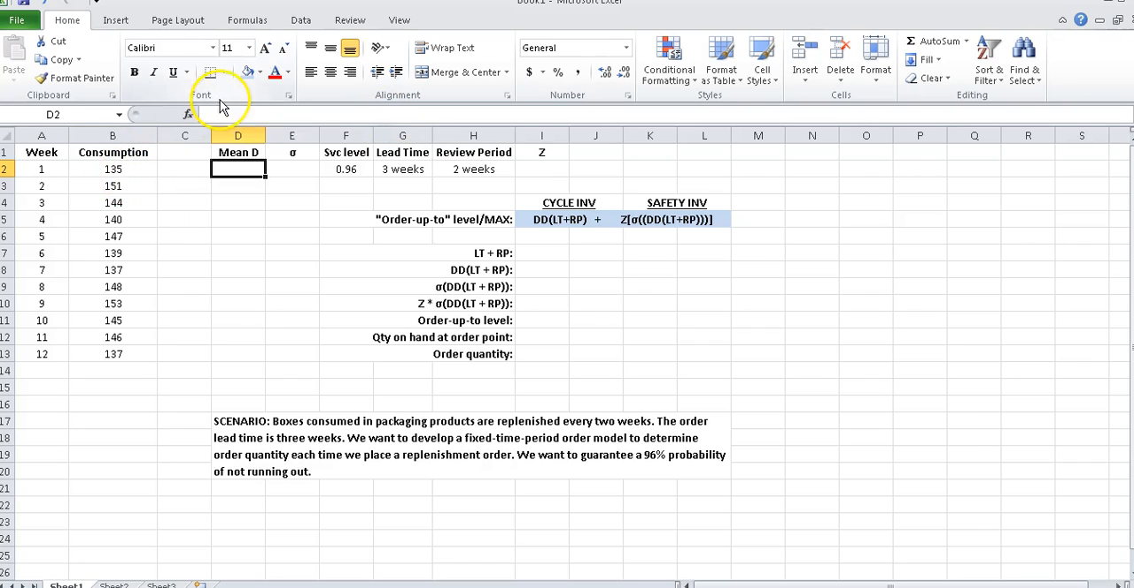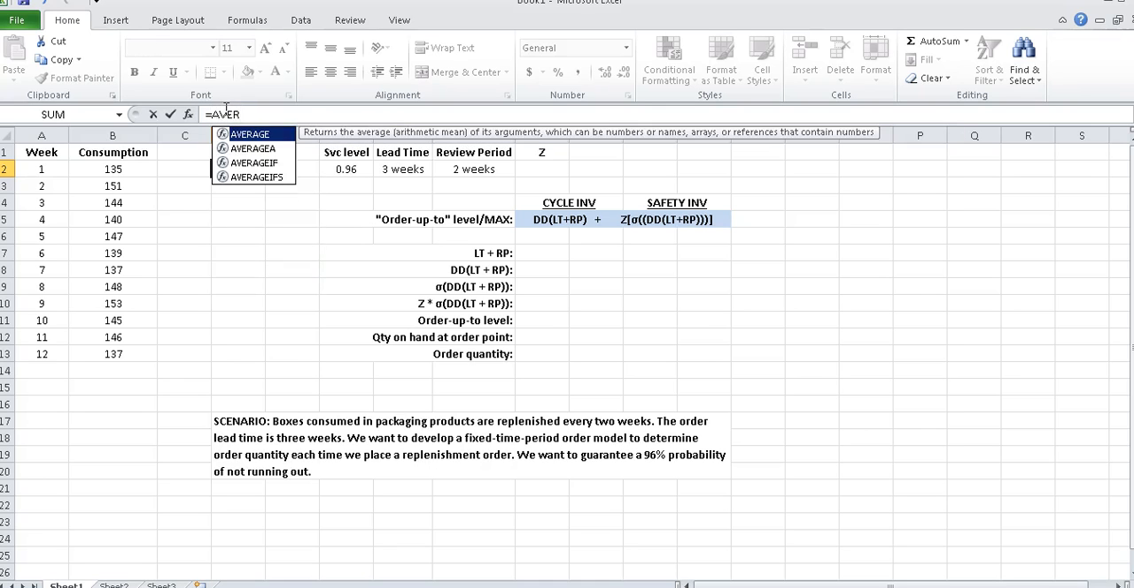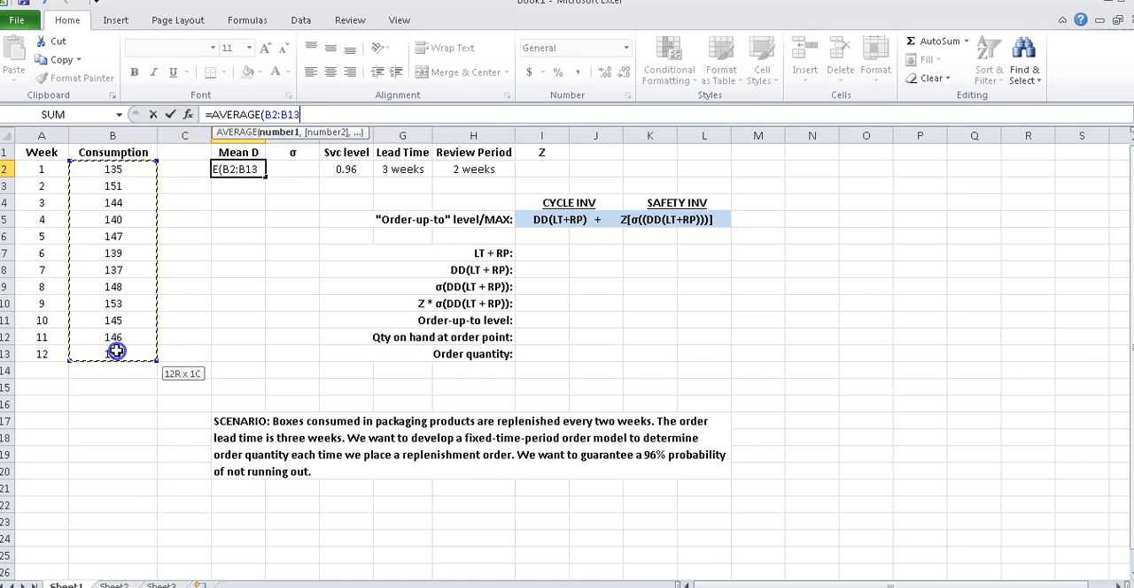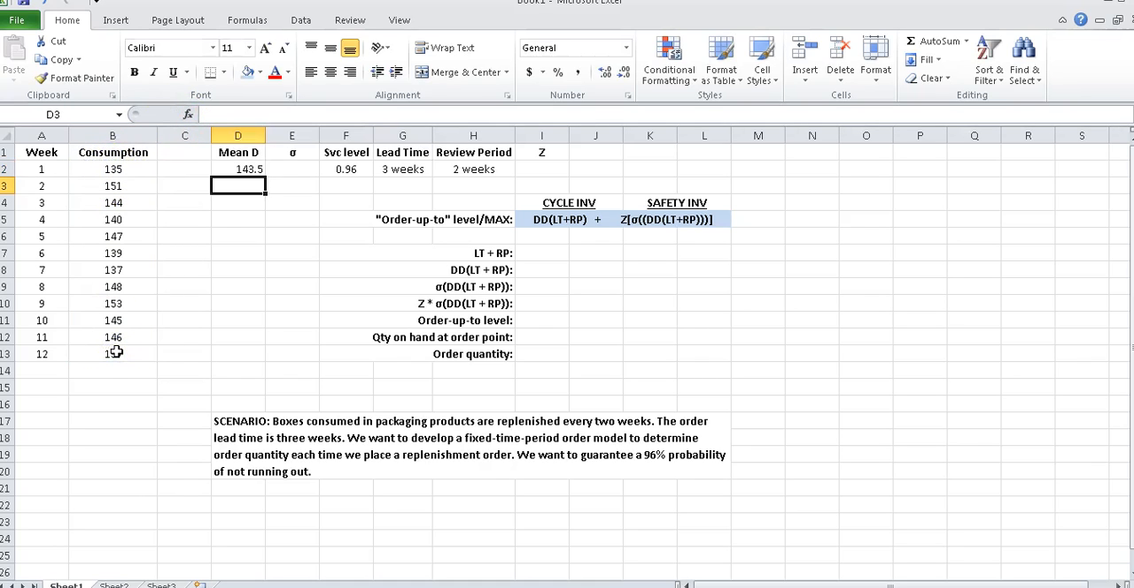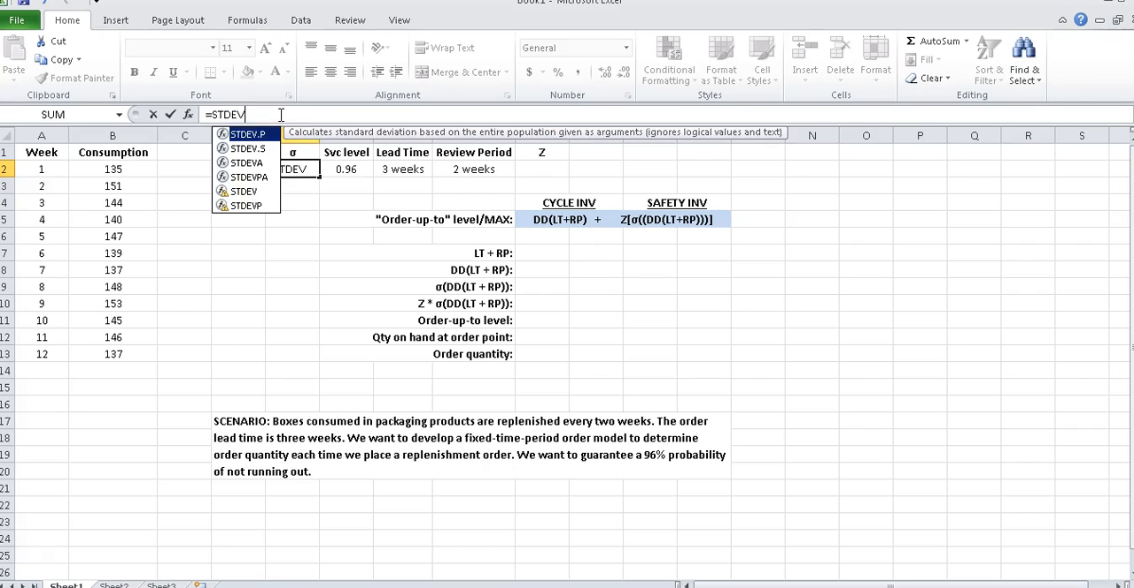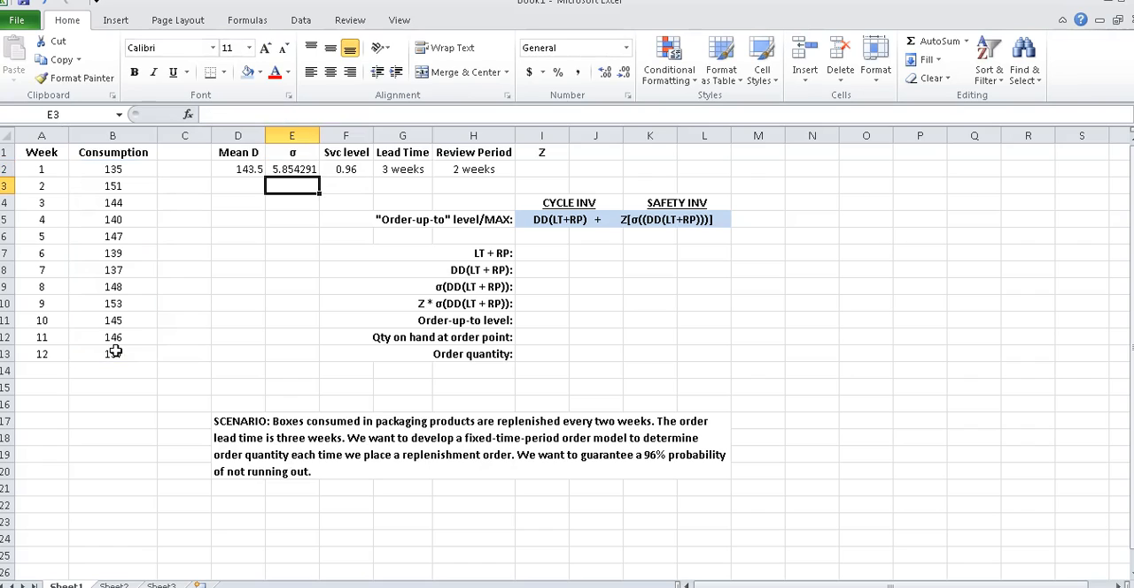So first, let's start with what is our mean demand per time period, and that will just be the average of those historical weeks of consumption. So we see that our mean demand is about 144 boxes per week. Next, we need to know the standard deviation of demand. And we see that our standard deviation is a bit under 6 boxes per week, 5.85.